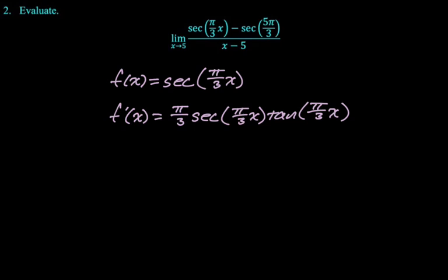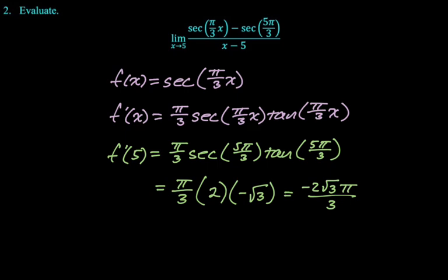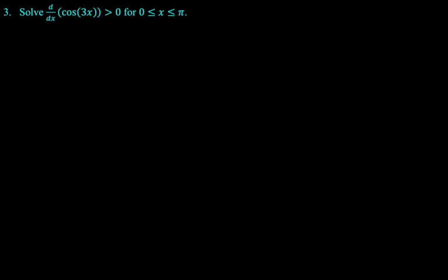All right, now we need to plug in 5. I'm not going to make you watch that. We need to evaluate it. So we get pi over 3. The cosine of 5 pi over 3 is 1/2, so the secant is 2, and then the tangent of 5 pi over 3 is root 3, but 5 pi over 3 is in the fourth quadrant, so you get negative root 3. So finally our answer is negative 2 root 3 pi all over 3. All right, good problem, I guess.